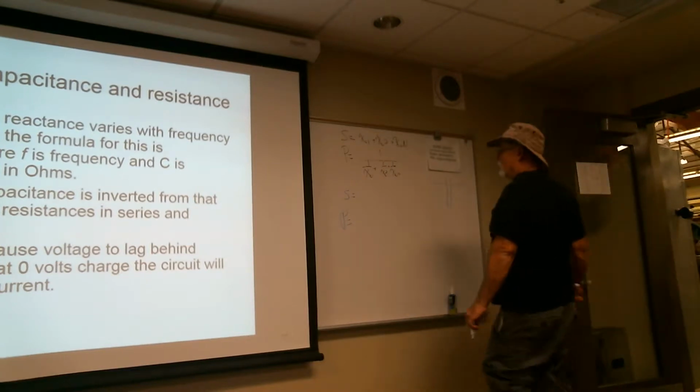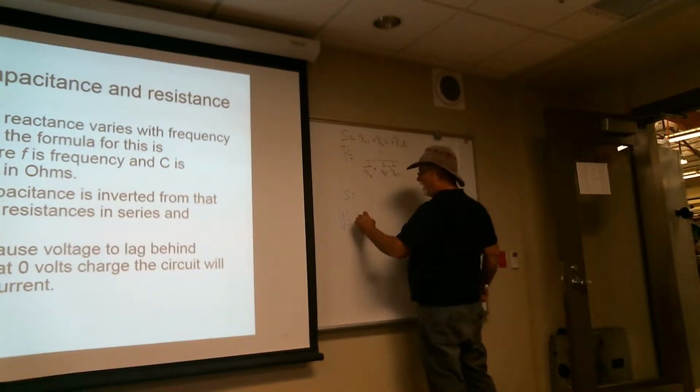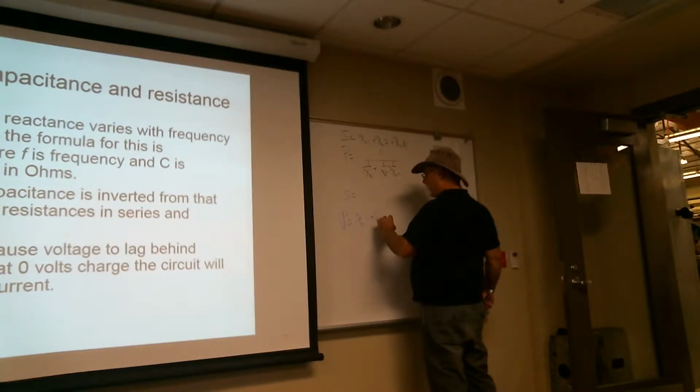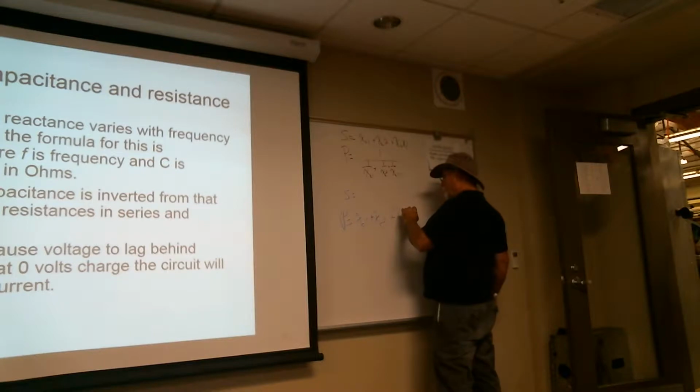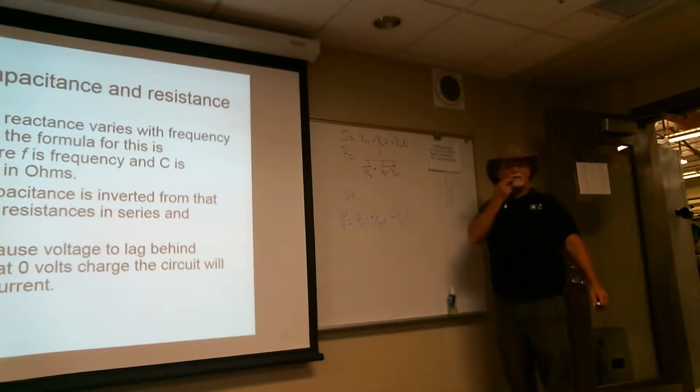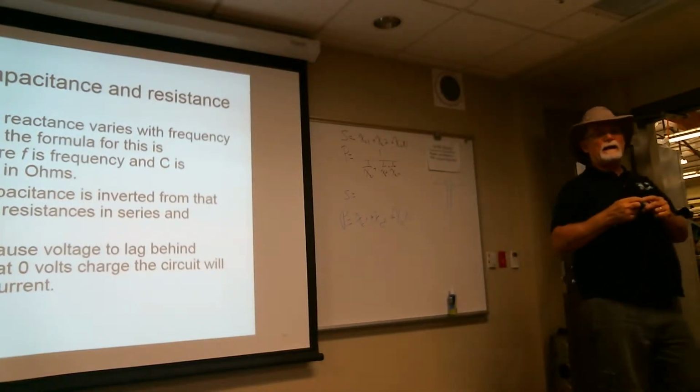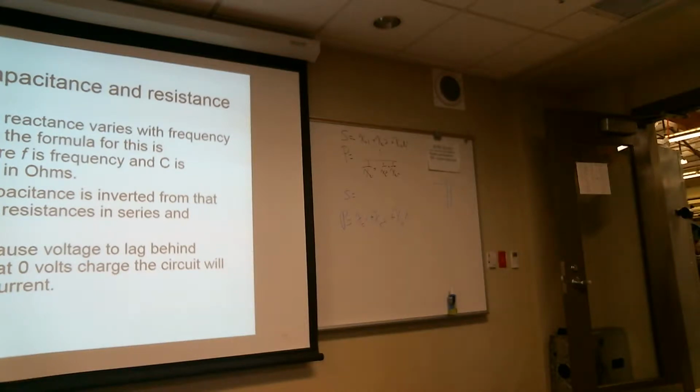So in parallel, C1 plus C2 plus Cn gives you the combined value of capacitance.